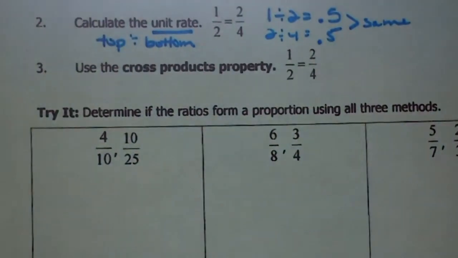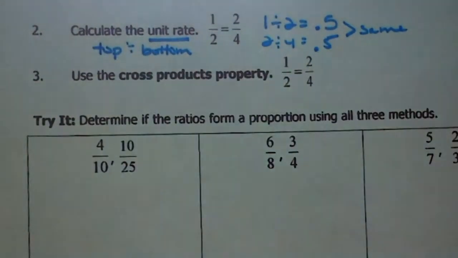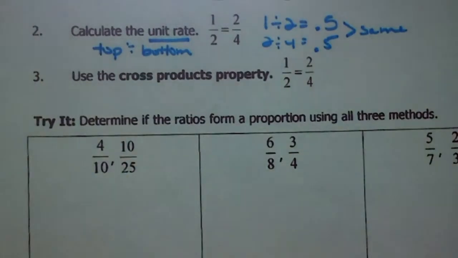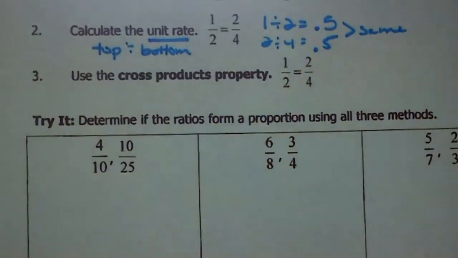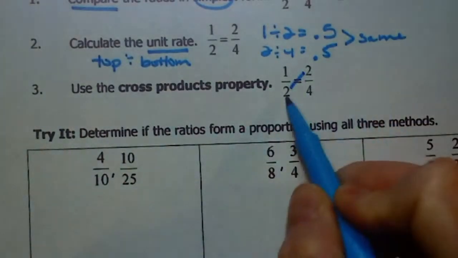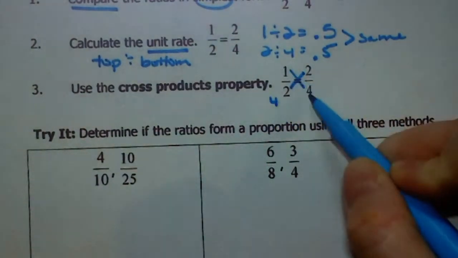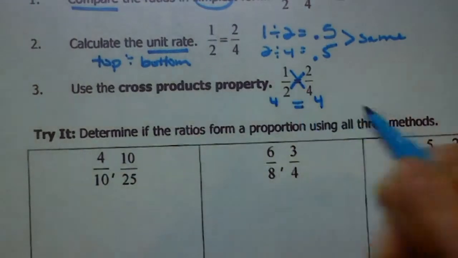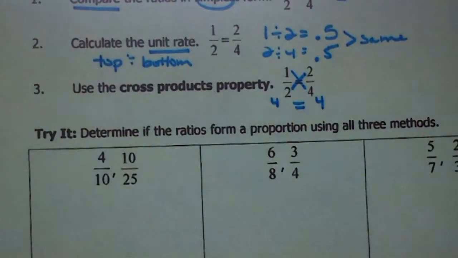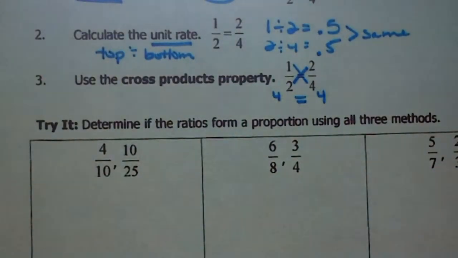Or the last thing, and this one I think is pretty cool, you can use something called the cross products property, or I like to call it CPP. Can you see why I like that one the best? So the cross products property basically says that if you cross multiply, you'll get the same result. And here's what I mean. If you take 2 times 2, so across from one another, you get 4. And if you take 1 times 4, you get 4. And 4 equals 4. That actually works for every single pair of ratios that are equivalent. You just cross multiply, and if the cross products are the same, that means that they form a proportional relationship.